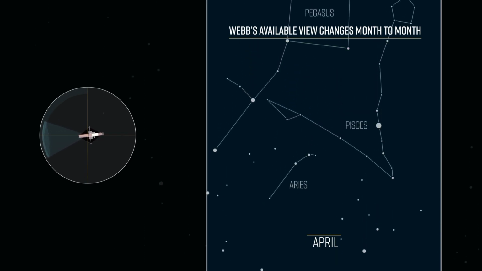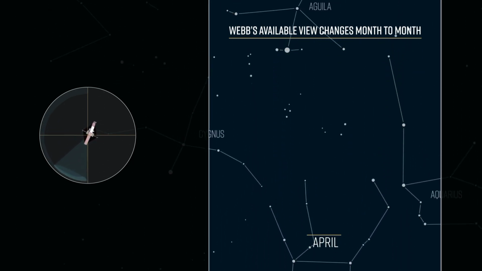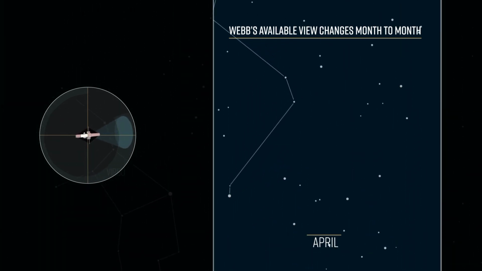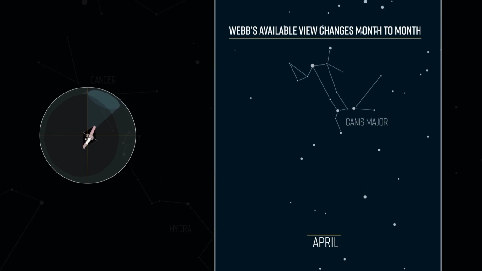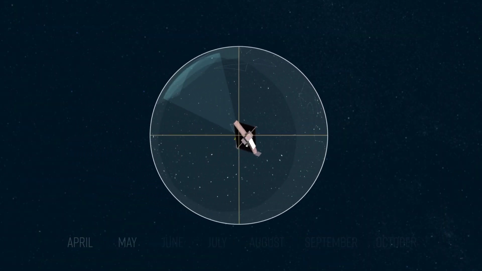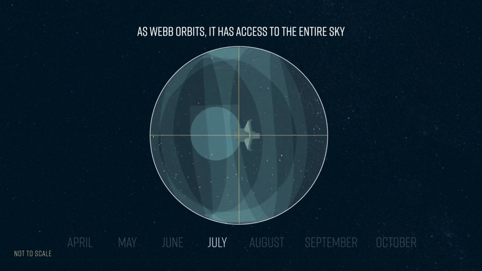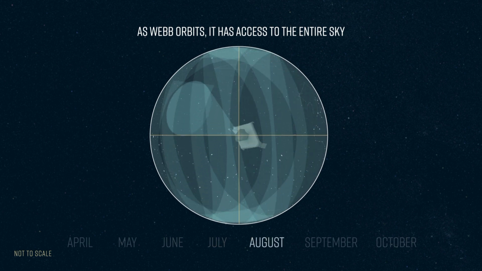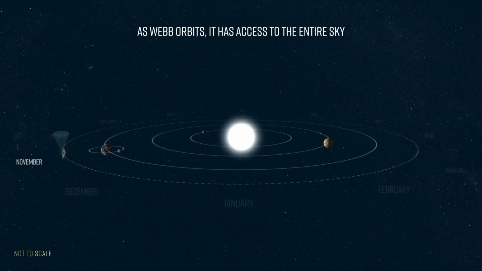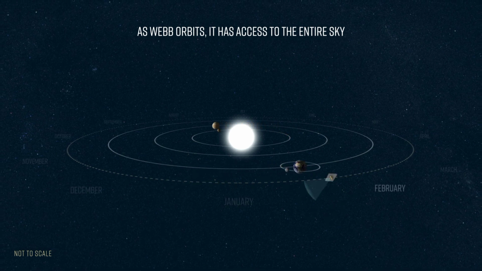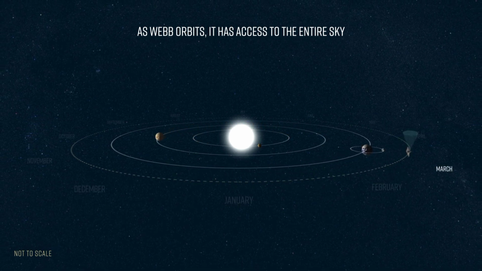As Webb orbits the Sun, different celestial objects enter its available field of view. Science observations with the telescope will be carefully scheduled to make the most effective use of Webb's time. Over the course of 6 months, Webb has access to the entire sky, allowing astronomers to investigate a range of questions about how the universe works and our place in the cosmos.